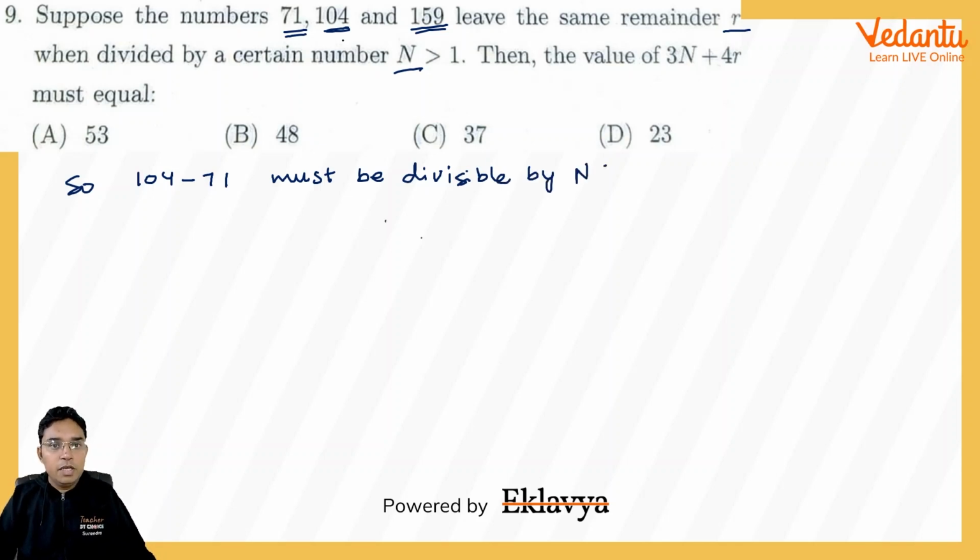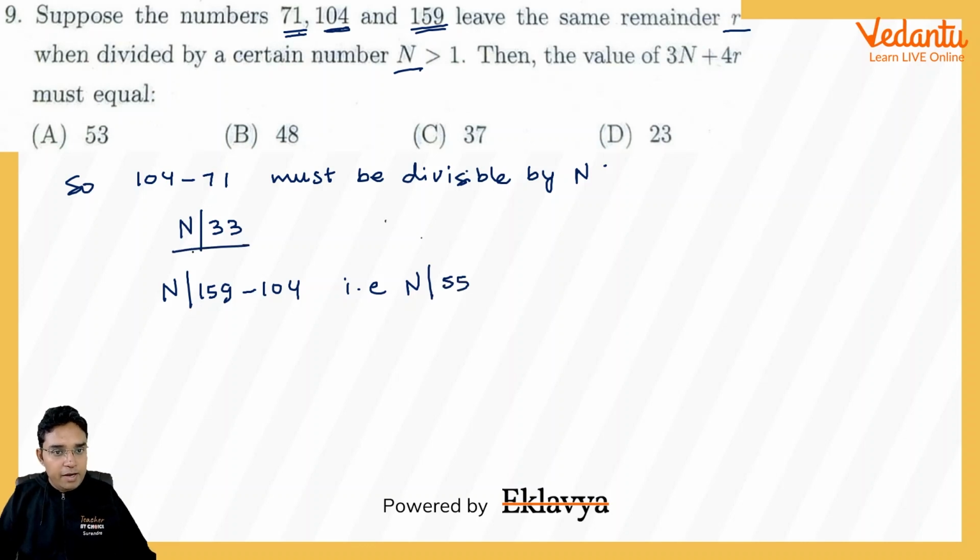Isn't it? Because if they leave the same remainder, and you take the difference of them, that remainder will be cancelled out, and their difference will be a complete multiple of n. That means my n must divide the difference of these two, which is I think 33. And also the difference of the other two, 159 and 104, should also be divisible by n. That is, n divides, I think, 55 here.